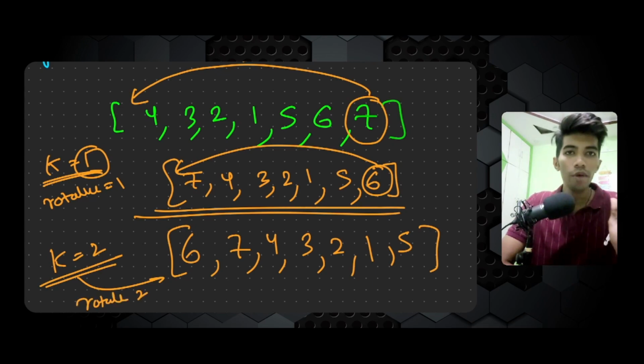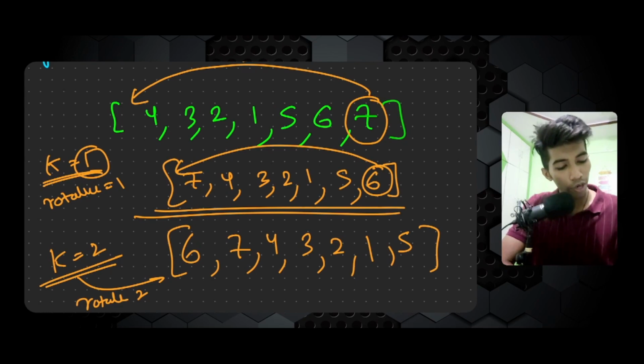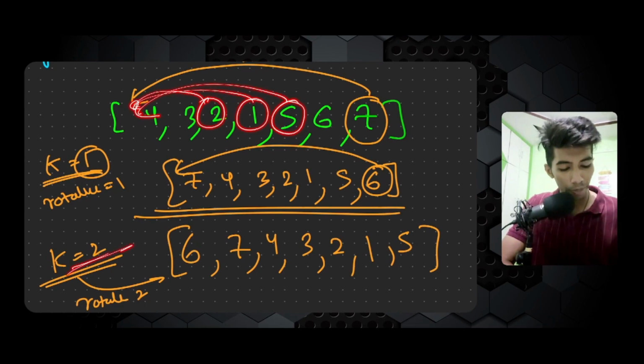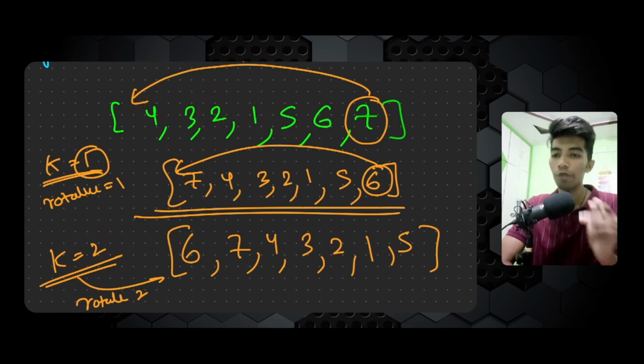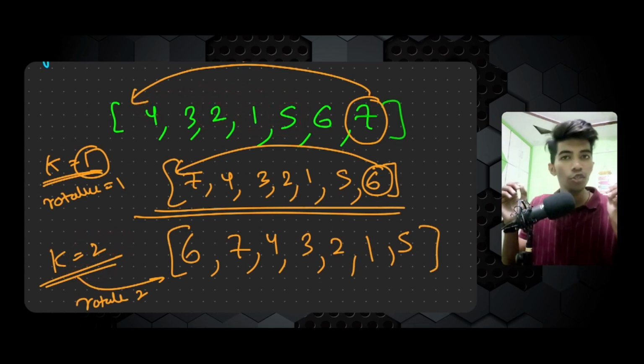Correct? You have understood what rotation is. This is the basic funda of rotation. When you increase the value of k, similarly your elements will go one by one in the front and your rotation k will be incremented. Got my thing? What rotation actually is? Now fine, we have understood what rotation is.